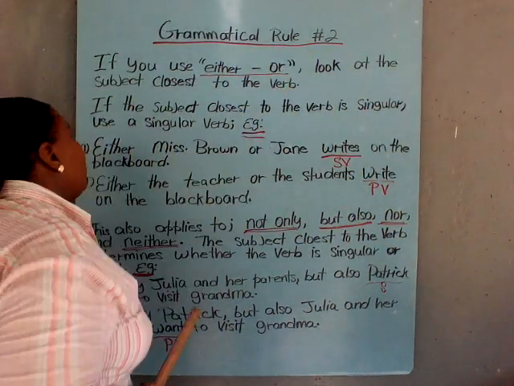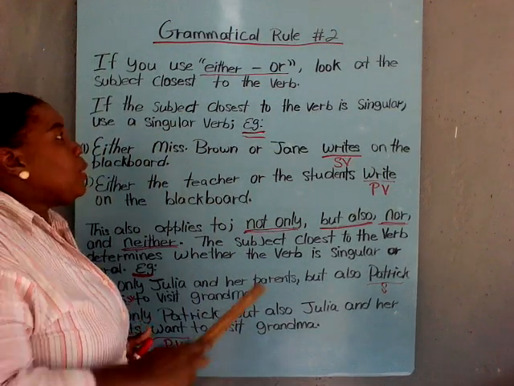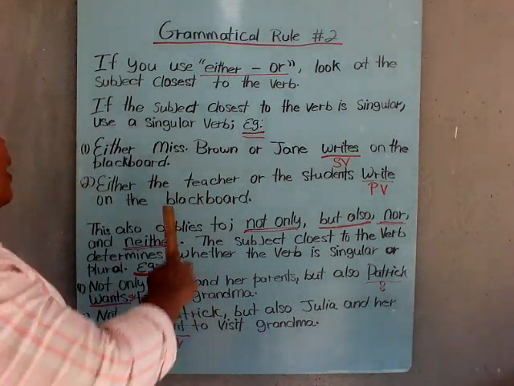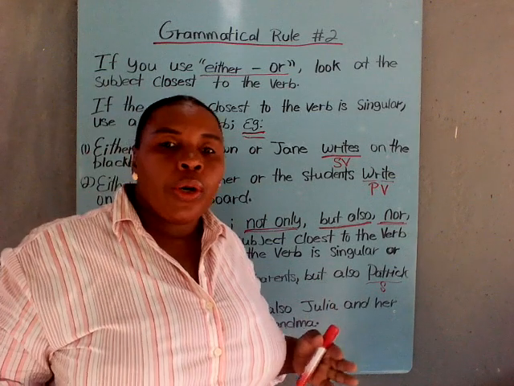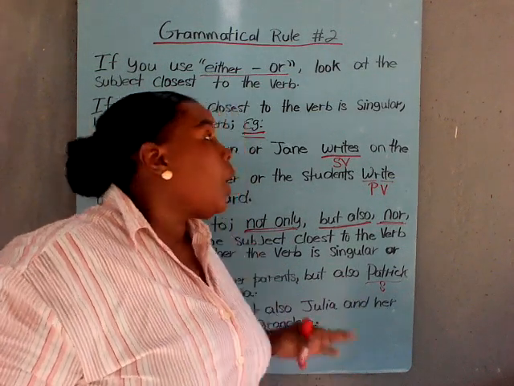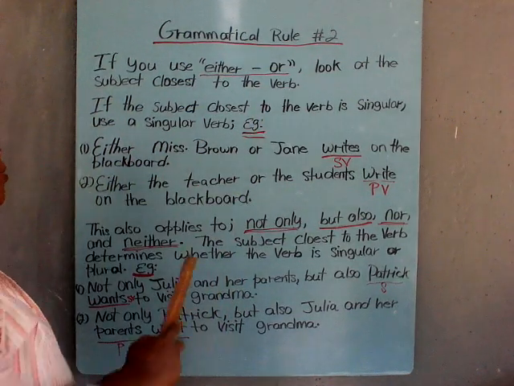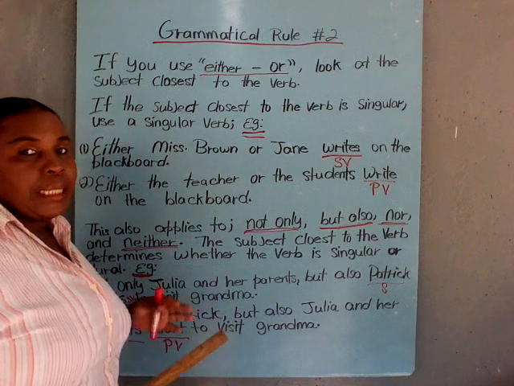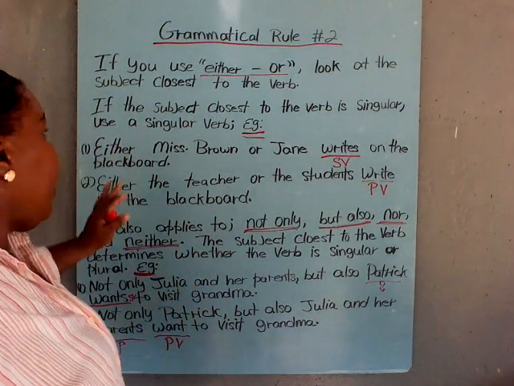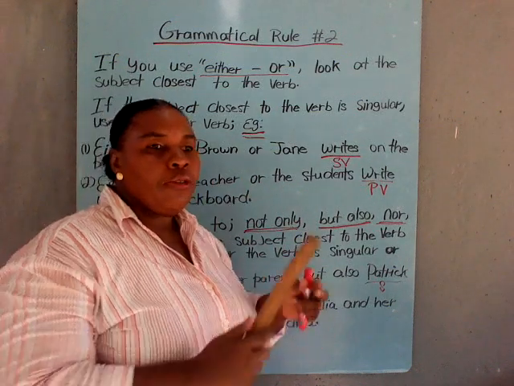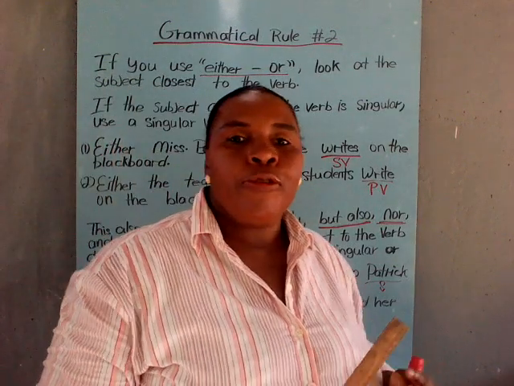Grammatical rule number 2. The rule says if you use either or, look at the subject closest to the verb. If you're going to be using the words either or, look at the subject closest to the verb. If the subject closest to the verb is singular, use a singular verb.